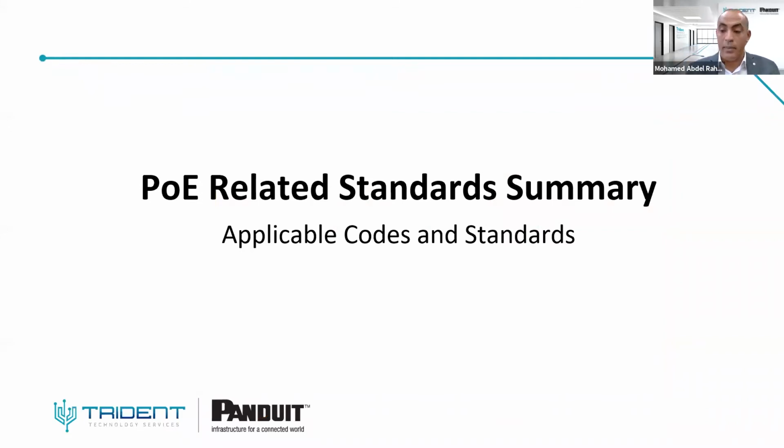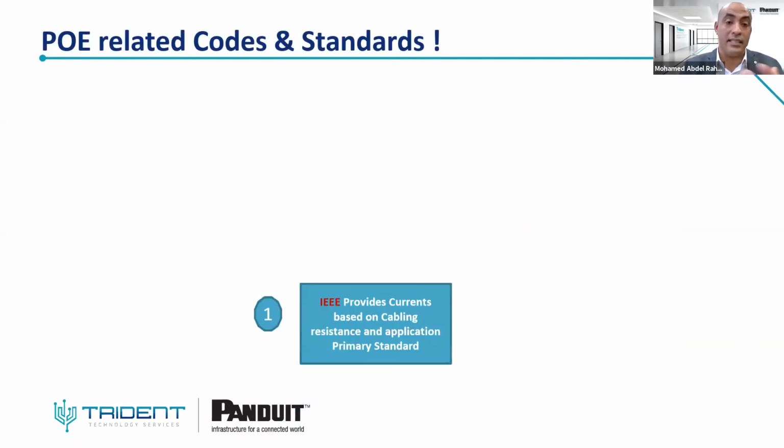Okay, now what are the related standards? When you are talking about the POE, we need to understand the related standards and the related codes. So let's start talking about the codes and standards related to the POE. The first one is the primary standard for the POE. It's called IEEE 802.3, which provides the current level. It gives you information about the current, the power classifications, the resistance, and the applications, which guides you to the current and the level of the power.